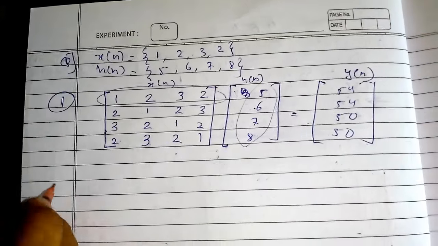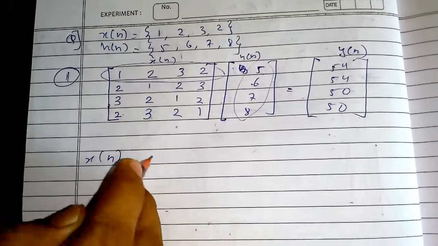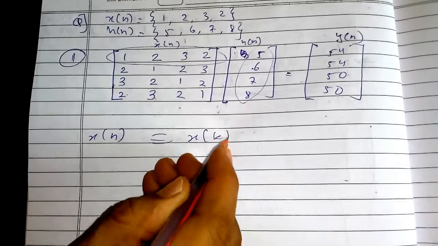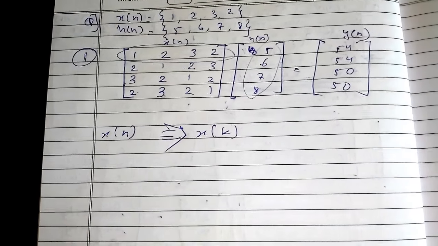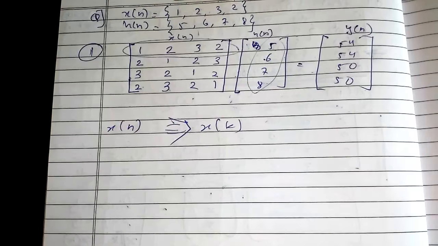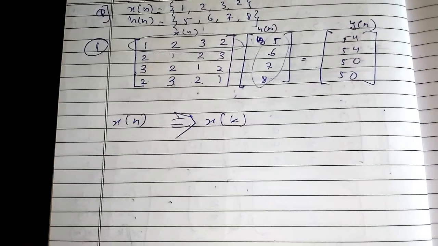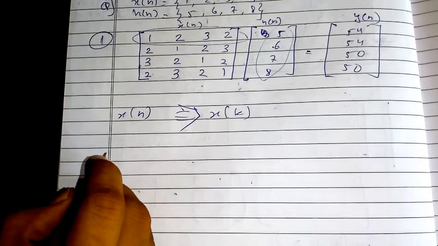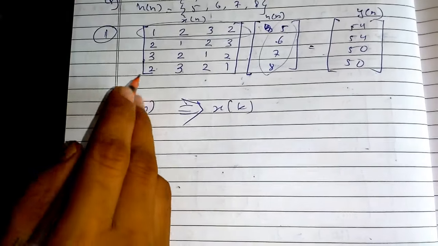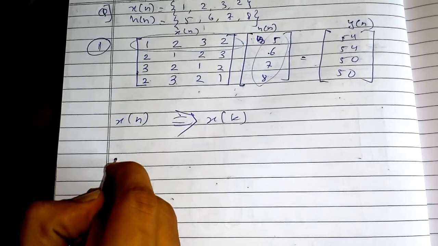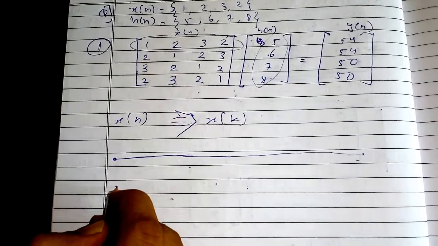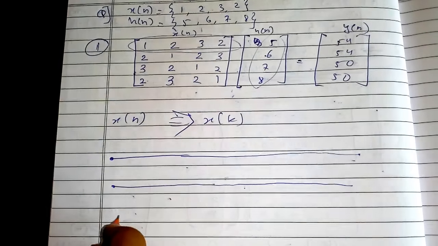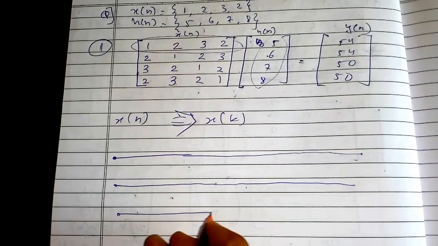So here I'll have x of n and I have to find x of k, right? Using DFT IDFT, which is nothing but actually butterfly method. Okay, so what happens in butterfly method? Since you are having 4 terms here, in butterfly method, first for 4 terms, you will draw 4 lines. 1, 2, 3, 4.